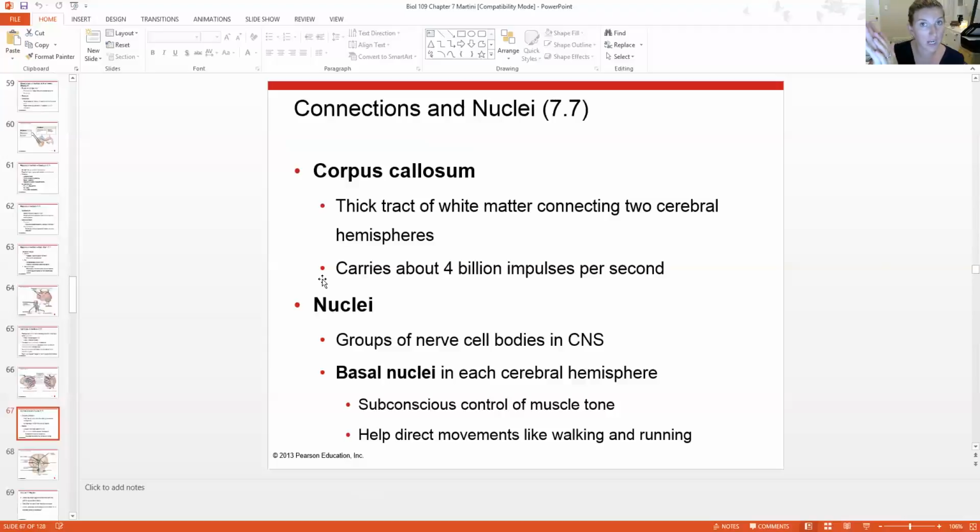The basal nuclei is a special group of cell bodies which are involved in coordinating movements like walking. You don't really have to think to walk or think to run. Those basal nuclei are there, and once that pattern is established, they automatically do it.